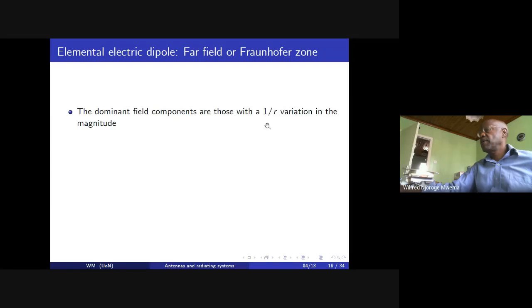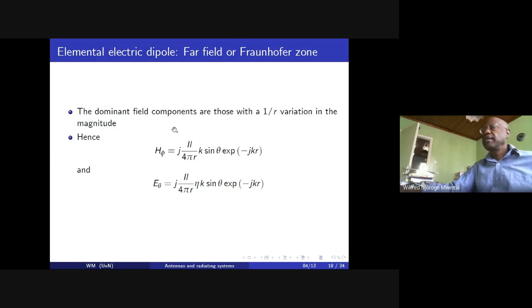The dominant field components in the far field, or the Fraunhofer zone, will be those that vary no faster than 1 over r, which is the Sommerfeld radiation condition that we mentioned when we were talking about the magnetic fields and their boundary conditions. And hence, H phi will be approximately given by the first part, and we see that it has a j there, and we have the current multiplied by the length and divided by 4 pi r, multiplied by the propagation factor k sine theta multiplied by the exponent of minus jkr.